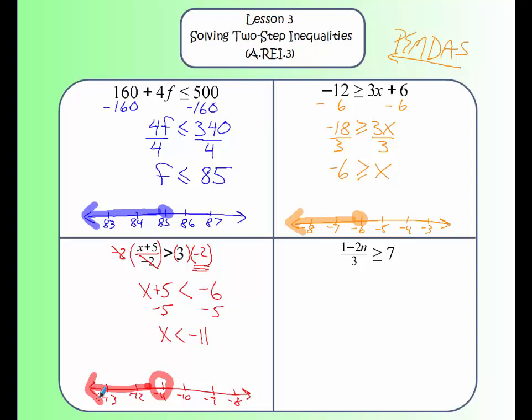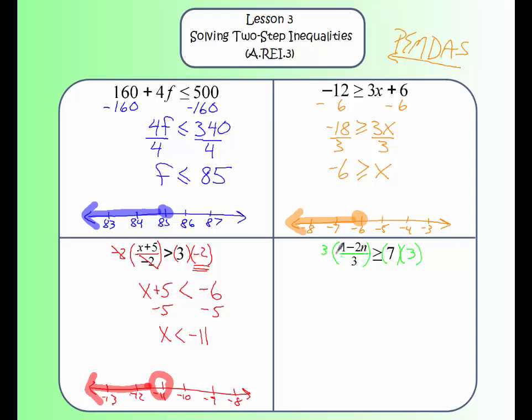Finally, we have 1 minus 2n divided by 3, and that is greater than or equal to 7. So let's use that same idea here. Since I'm dividing by 3 right now, I'm going to need to multiply both sides by 3 to get rid of this fraction. That'll make everything much easier for me.